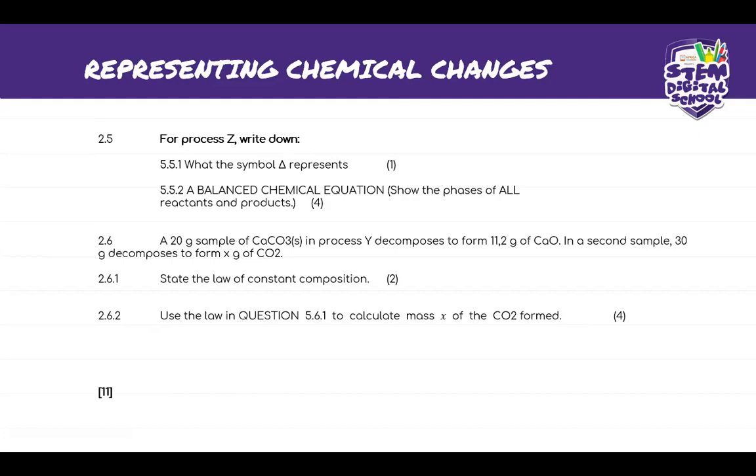So which means here you're going to have to write your Fe plus O2 gives you Fe2O3, and then now you have to start balancing it out.